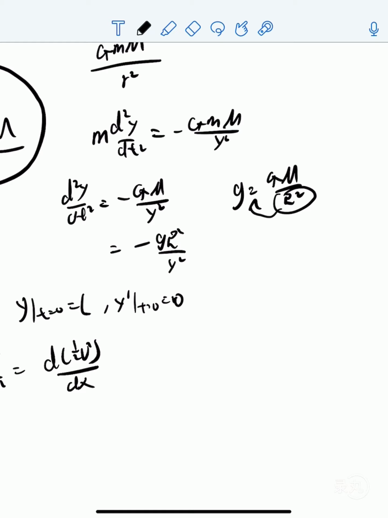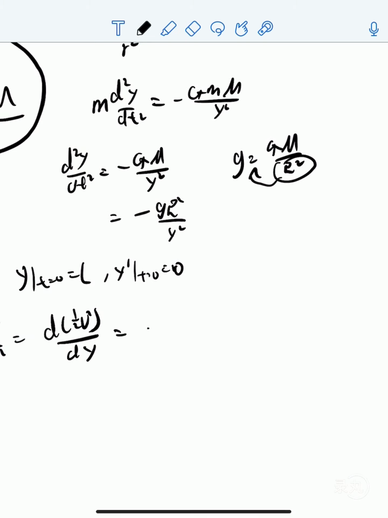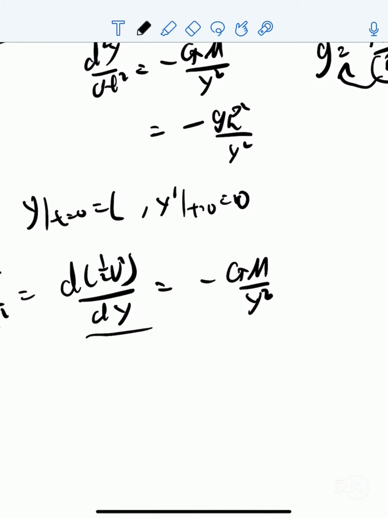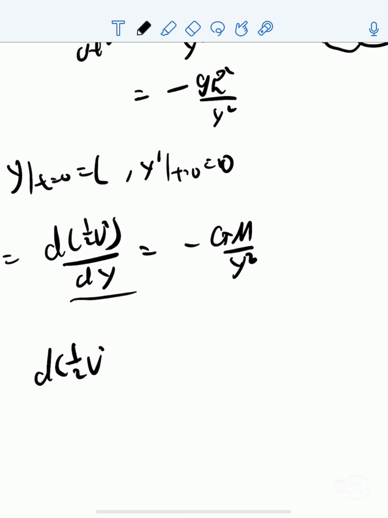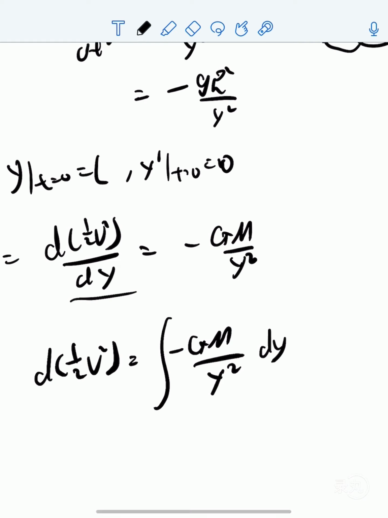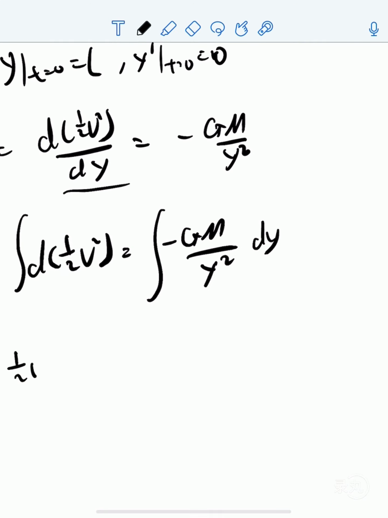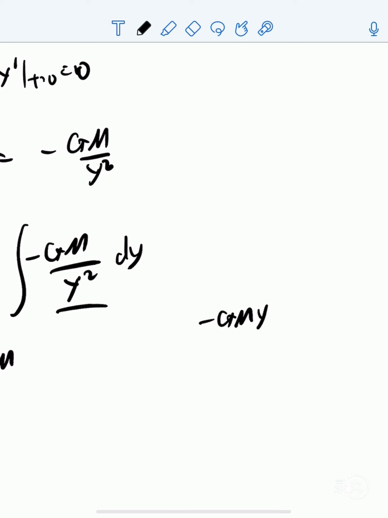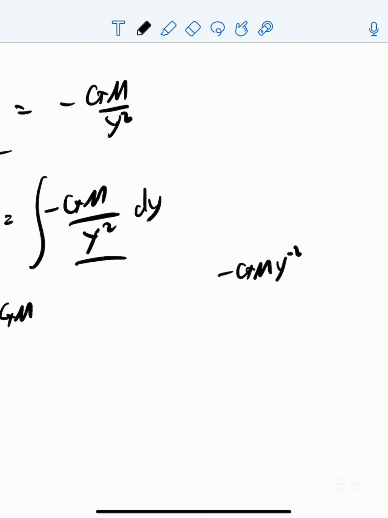And now we can, wait a second. dy, which is equal to GM over y squared. And now we can move y to that side. We get d of one half v squared is equal to GM over y squared dy. And if we take the integral, we can see that one half v squared is equal to GM, and this one, we treat it as GM. So this term is basically leaving to be.